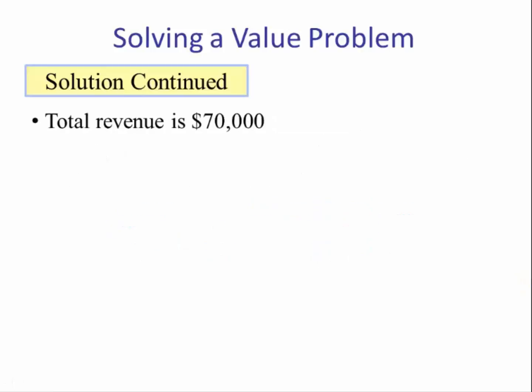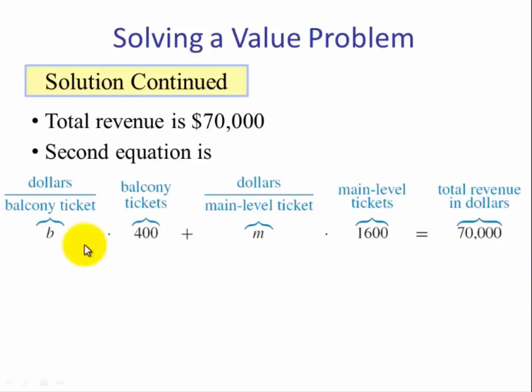We want the total revenue to be $70,000. So the second equation would be where we apply the total value formula. So we have B times 400, where 400 is the number of tickets and B is the price of the ticket. Then we're going to add the number of main level tickets, which is 1,600, times the cost of each ticket, which is M. And we want this to be equal to our total revenue, $70,000.